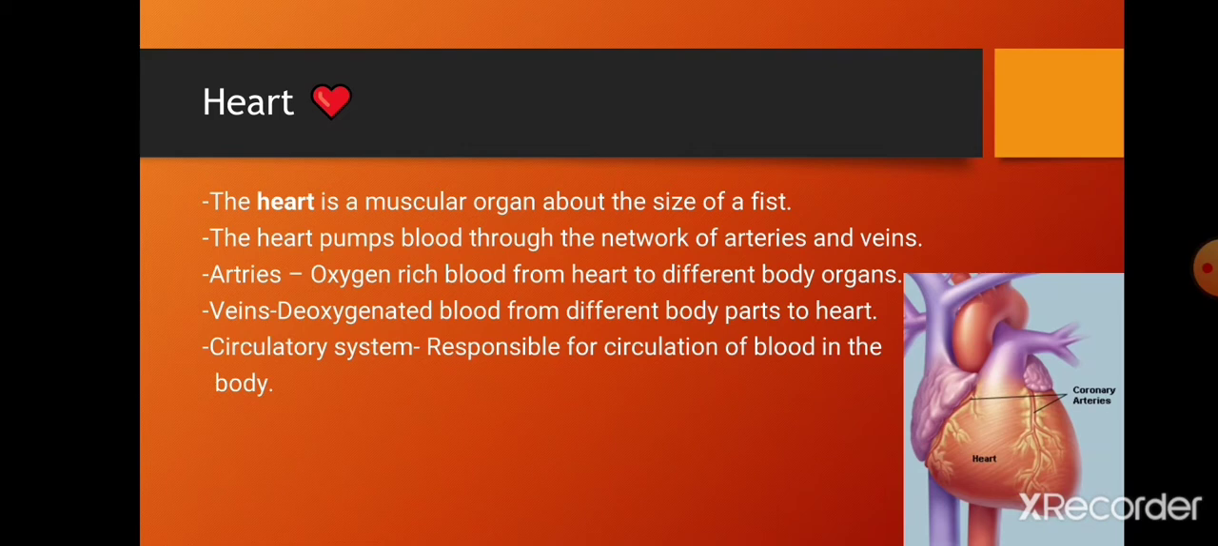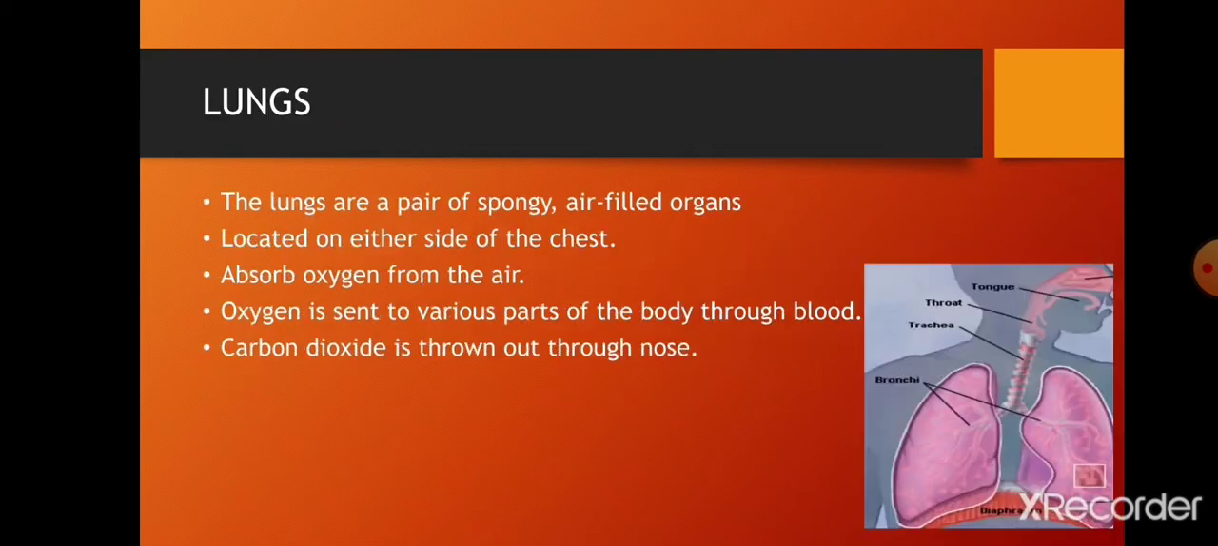Now let's move to the next topic, which is lungs. Children, lungs are a pair of spongy air-filled organs. They are located on either side of the chest. Now what is the function of this lung? See, through our nose we breathe in air. Air is a mixture of many gases, and for our survival we need only oxygen.